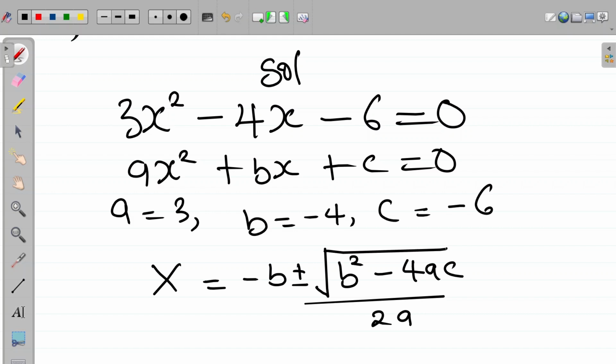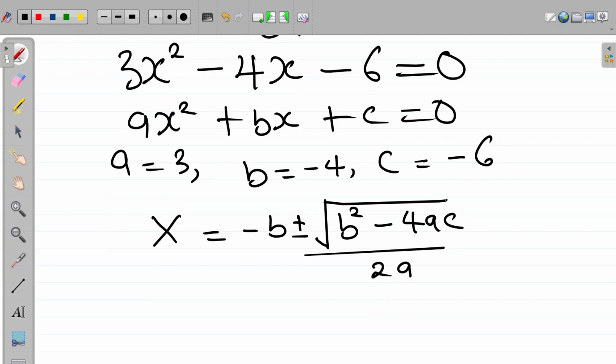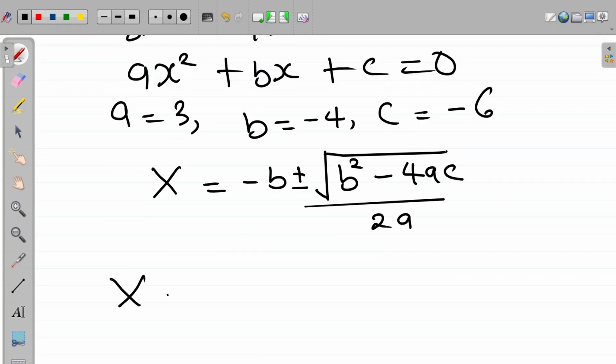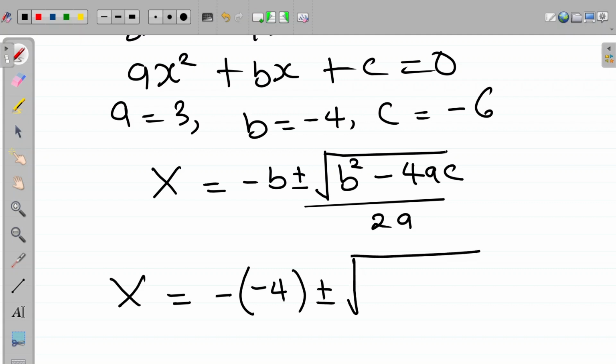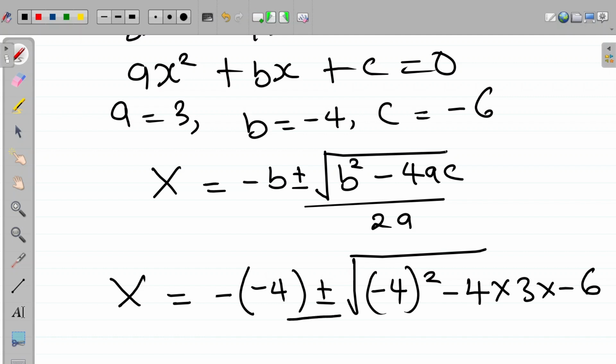Now, using the formula method, we will substitute the values of a, b, and c into the formula. So the formula becomes x is equal to minus b, which is minus 4, plus or minus the root of minus 4 all squared, minus 4 times a, which is 3, times c, which is minus 6, all divided by 2 times 3.